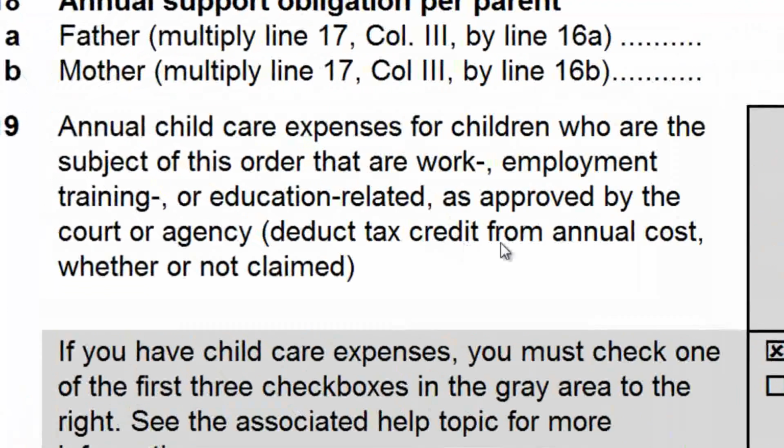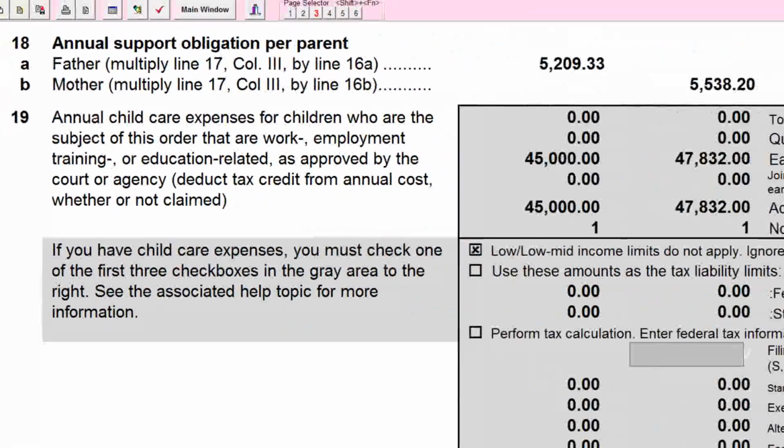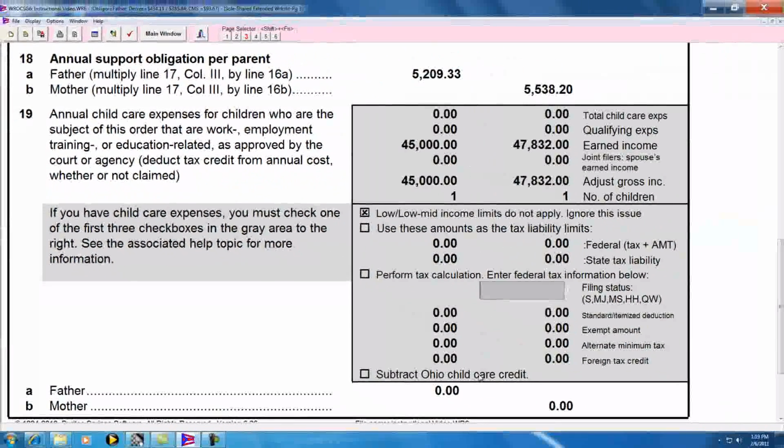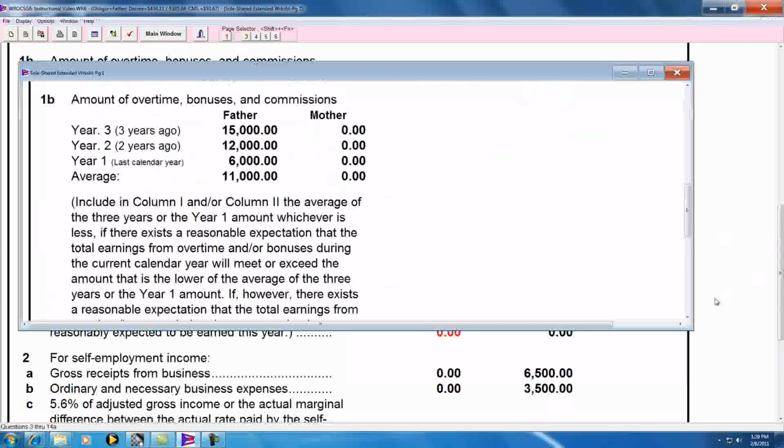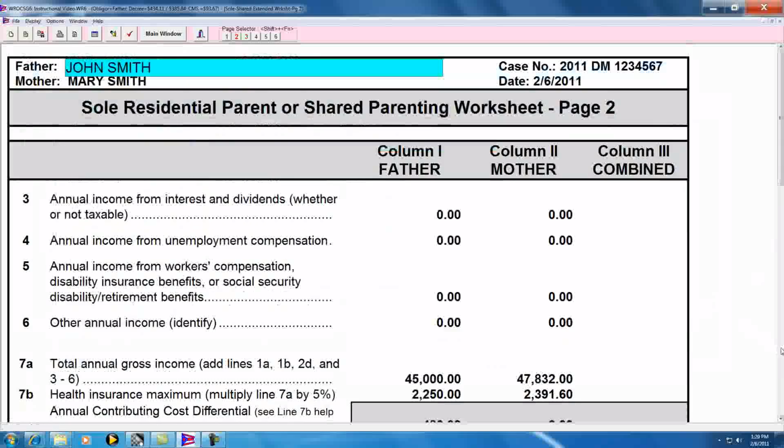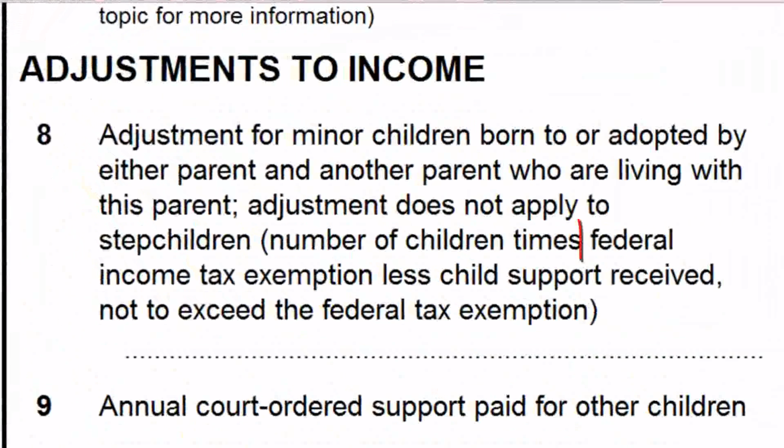One, the language of line 19 refers to credit singular, not credits plural. Two, when the worksheets were first enacted, there was no Ohio child care credit. Therefore, it would have been impossible for the legislators to have intended that the Ohio credit be included. Three, if you use other line numbers in the worksheet as a guide, when you look at line 8, for example, where the dependency exemption is included in the calculation, and I'm going to flip back to page 2 and let you see the language of line 8. Only the federal exemption is included, not the Ohio exemption.